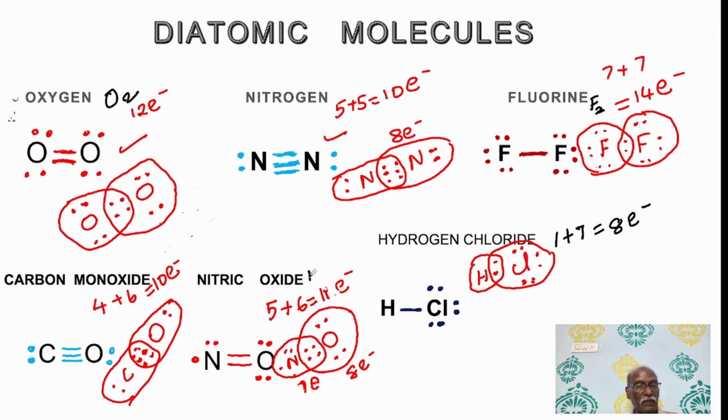Nitric oxide formula is simply NO. In this nitric oxide, nitrogen has 5 valence electrons, oxygen has 6 valence electrons, altogether 11 electrons are there. These 11 electrons have to be distributed in such a way that oxygen gets 8 electrons, 1 pair, 2 pairs, totally 8 electrons for oxygen. Nitrogen gets 4, 2 pairs, but 1 electron is left. It requires one more electron, only then this structure is possible.